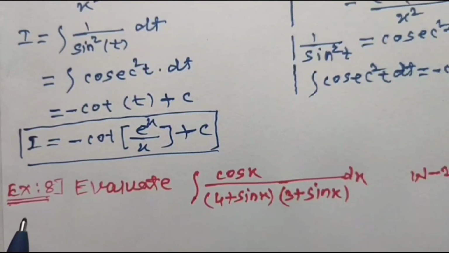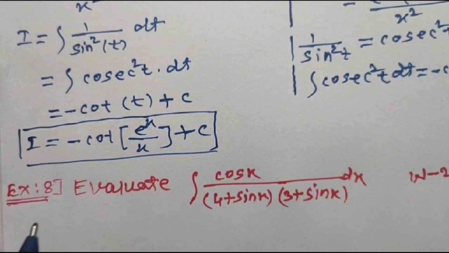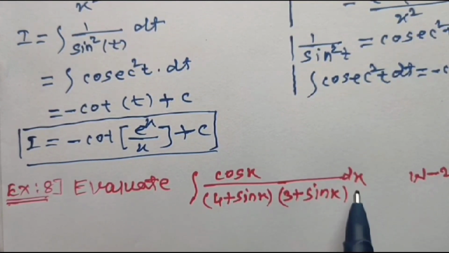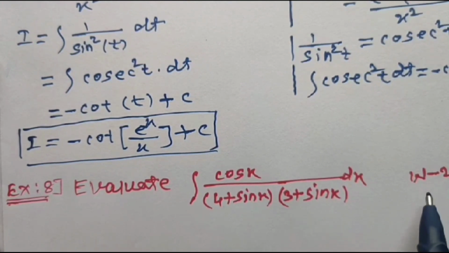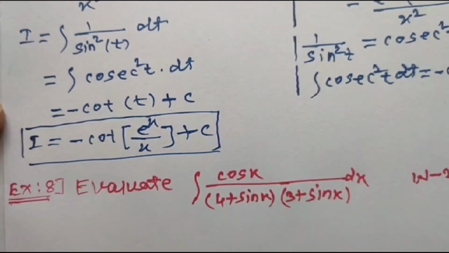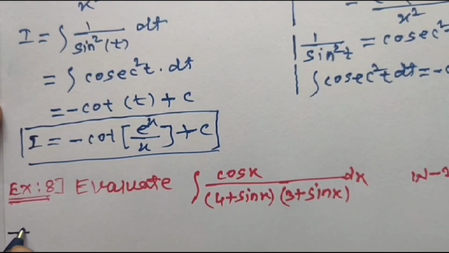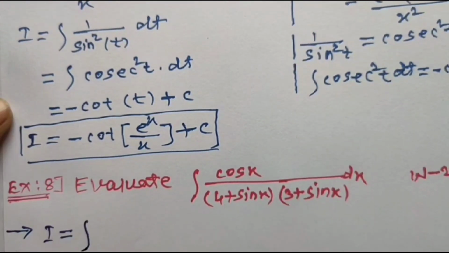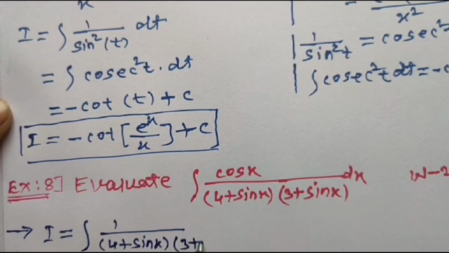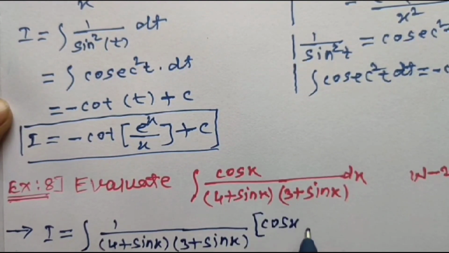Let us solve the next sum. Example number 8. Evaluate the integral of cos x divided by first bracket 4 plus sin x, second bracket 3 plus sin x, integral with respect to x, and this sum appeared in winter 2022 for 4 marks. To evaluate this integral, first of all, integral I we can write as integral of 1 upon 4 plus sin x, and second bracket 3 plus sin x, cos x dx.